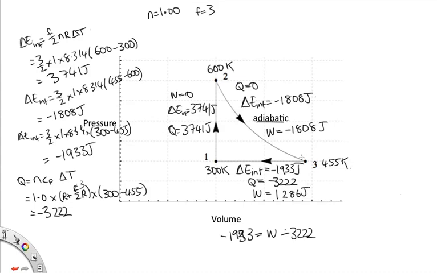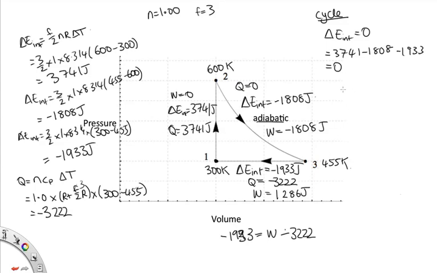We were then asked to do it for the cycle, so going from 1 to 2 to 3 and back to 1. Now, since we end up at the same state, at the same temperature, we know that for the cycle, the change in internal energy is equal to 0. Let's just check that. We can add each of these internal energies together. We end up with 3,741 minus 1,808 minus 1,933. When we do that, we do indeed end up with 0. So this would have actually been an alternative way to calculate this last change in internal energy.